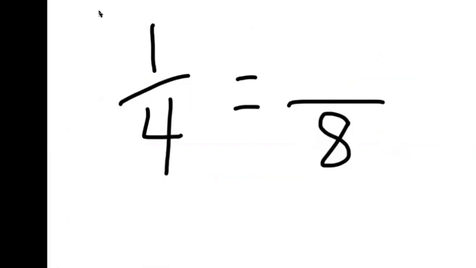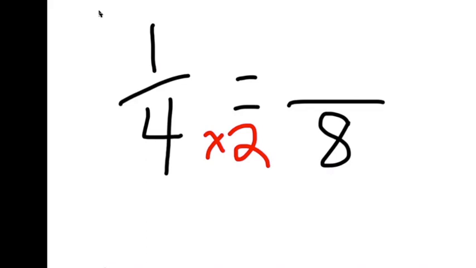Okay, what do I do to 4? What do I multiply 4 by to get 8? Show me with your fingers. What do you do to 4? What do you multiply 4 by to get 8? Nice job. I multiply it by 2, right? 4 times 2 is 8.